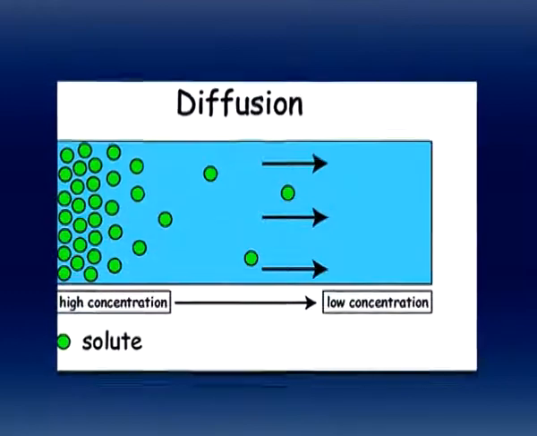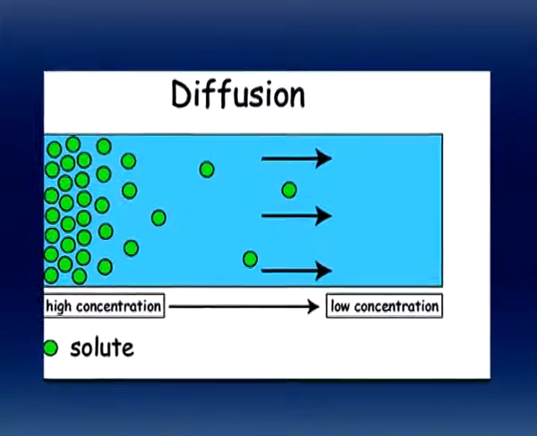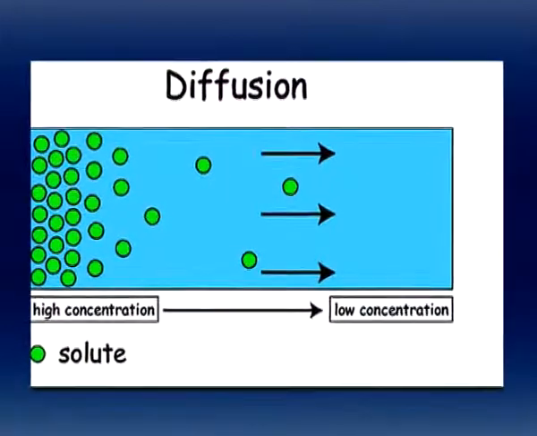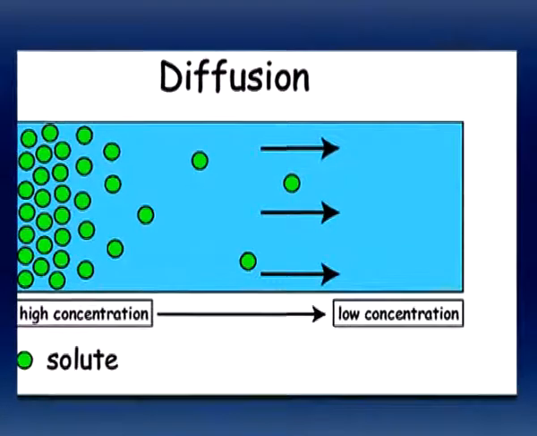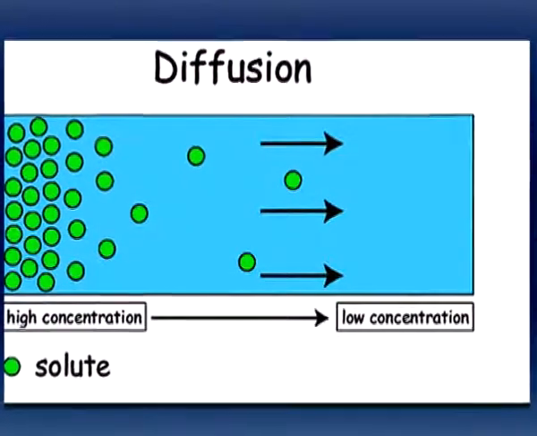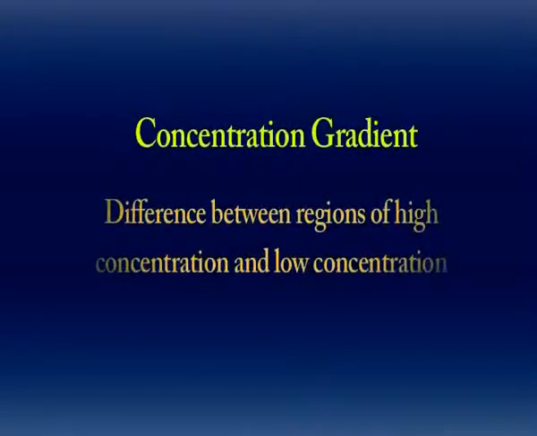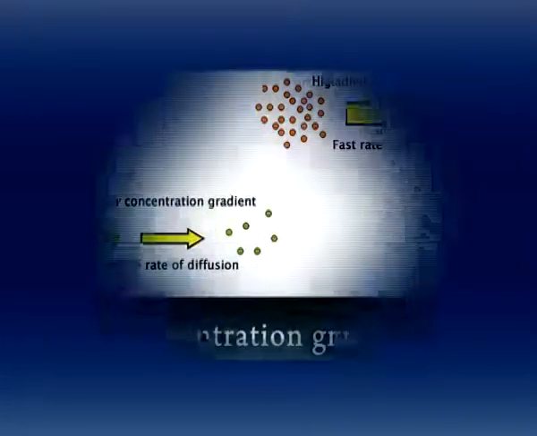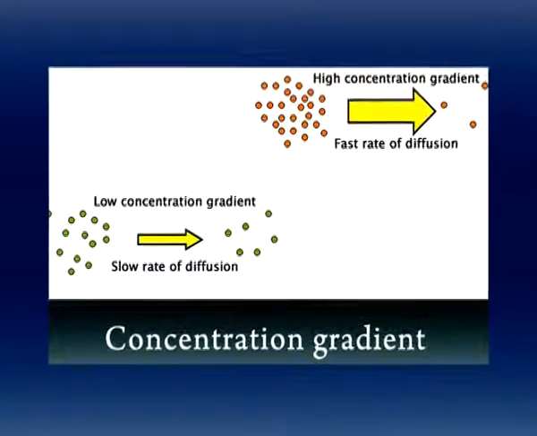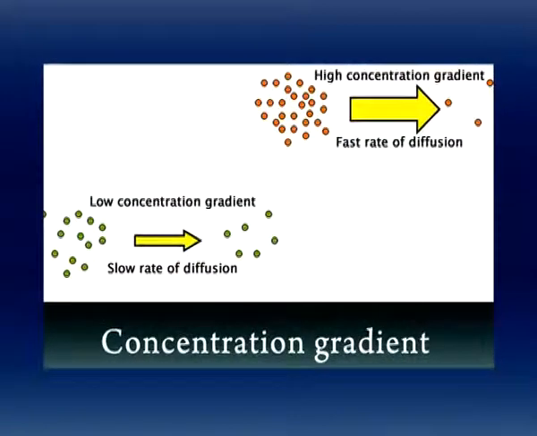Here you can see solute transport is from the left to the right, and the movement of solutes is due to the concentration gradient. The difference between the regions of high concentration and low concentration is called the concentration gradient. The steeper the concentration gradient, the faster diffusion takes place.